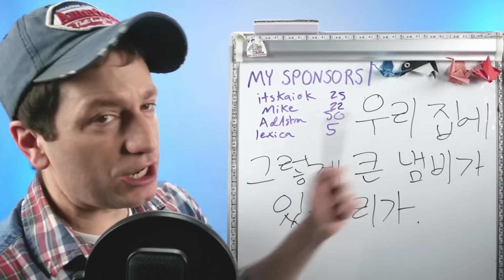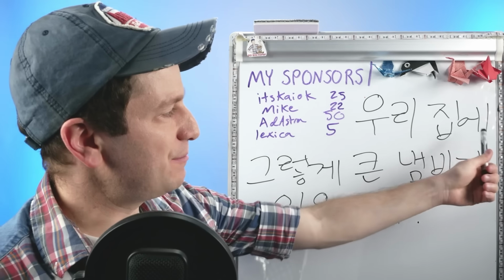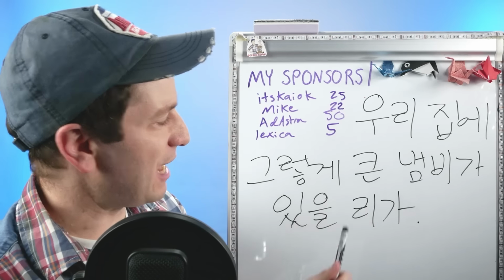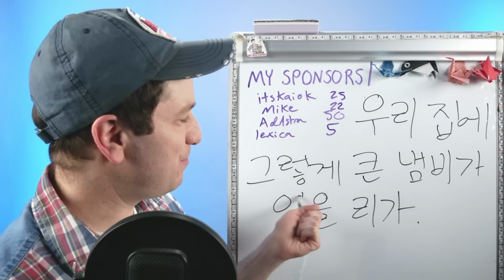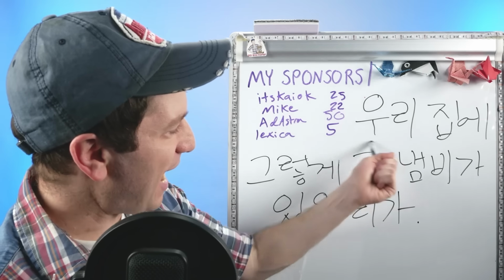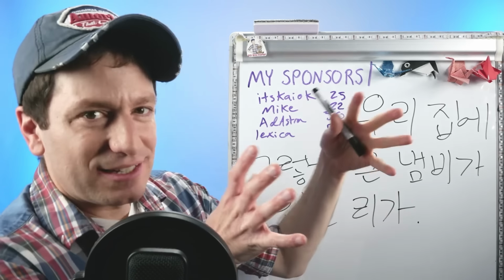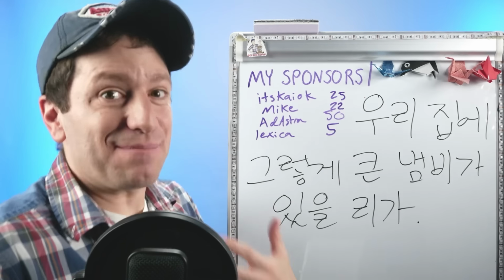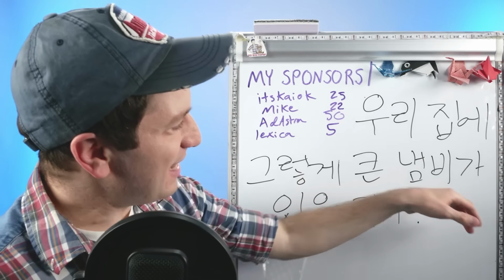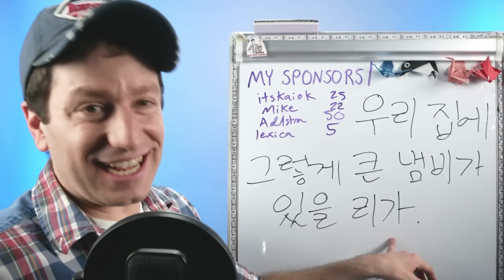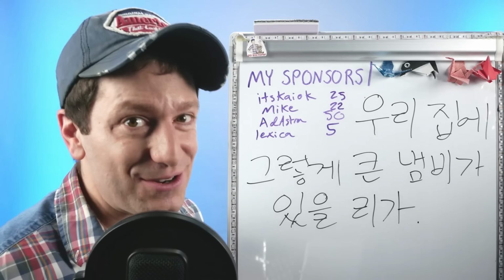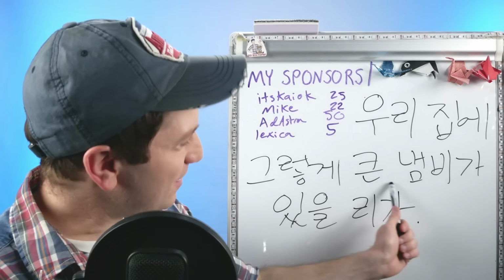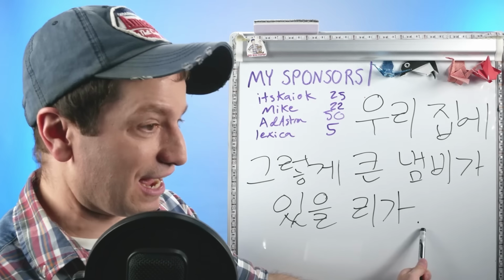우리 집, our house. Like my house. 우리 집에, at my house. 그렇게 크다, to be. 그렇게, that much. To be big. So to be that big. 큰, big, adjective. 냄비, a pot. 그렇게 큰 냄비, a pot that big. 우리 집에 그렇게 큰 냄비가 있어요? Do we have it? 있을 리가. There's no way we have a pot that big at our house. 우리 집에 그렇게 큰 냄비가 있을 리가.